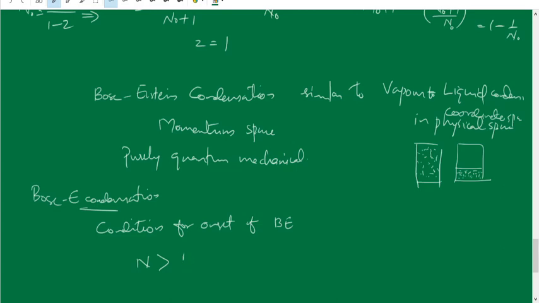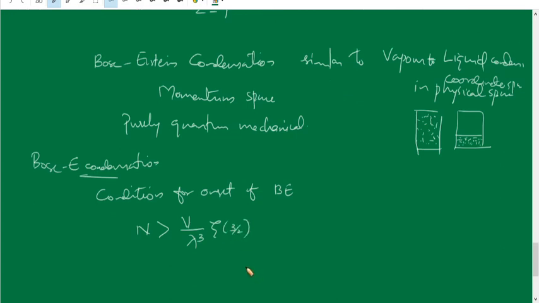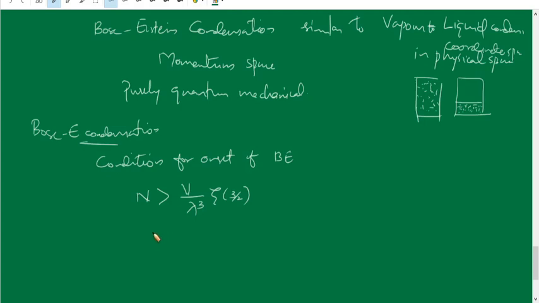That means N, the total number of particles in a system, should be greater than V by lambda cube zeta of 3 divided by 2. Okay, so N is greater than V by lambda cube, where 1 by lambda cube is (2 pi m k T) whole raised to 3 divided by 2, by h cube, times zeta of 3 divided by 2.